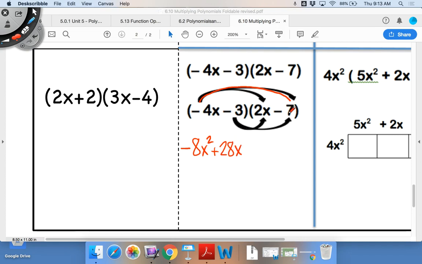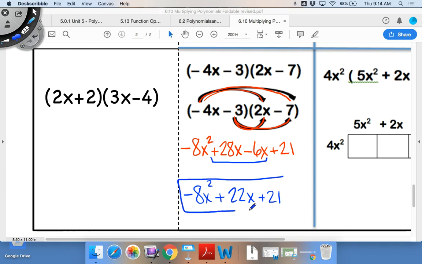Then we would do negative 4x times negative 7 would be positive 28x. So that was first and outside. Now we're going to go inside times inside. So negative 3 times 2x is negative 6x. And then last times last, negative 3 times negative 7 is positive 21. That's not our final answer because we can combine some like terms here. So it would be negative 8x squared plus 22x plus 21. That is our final answer.